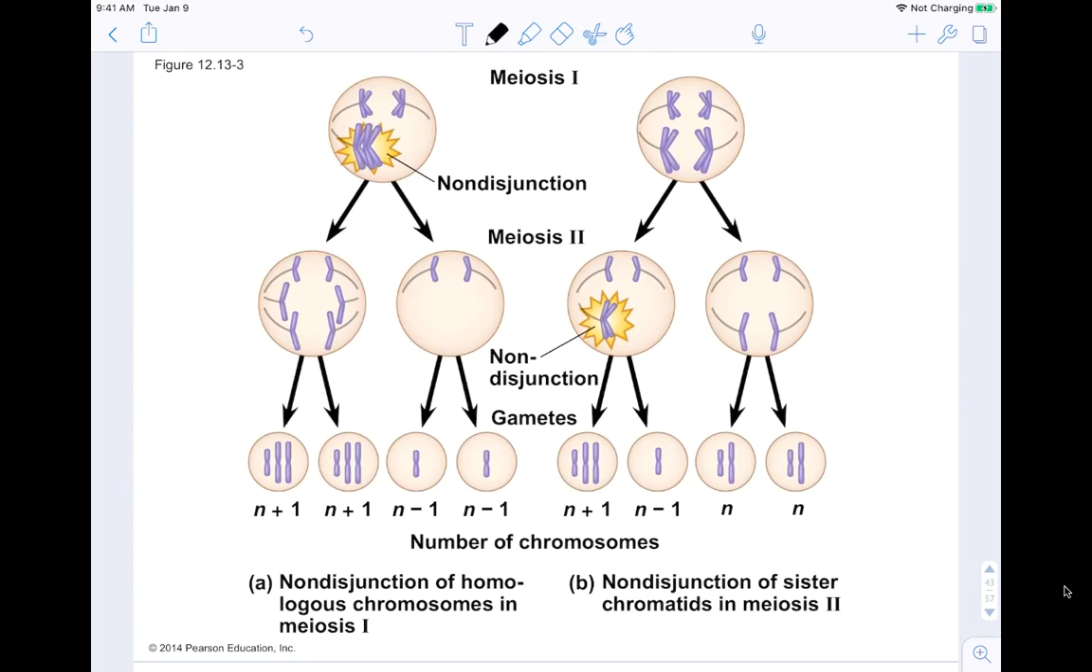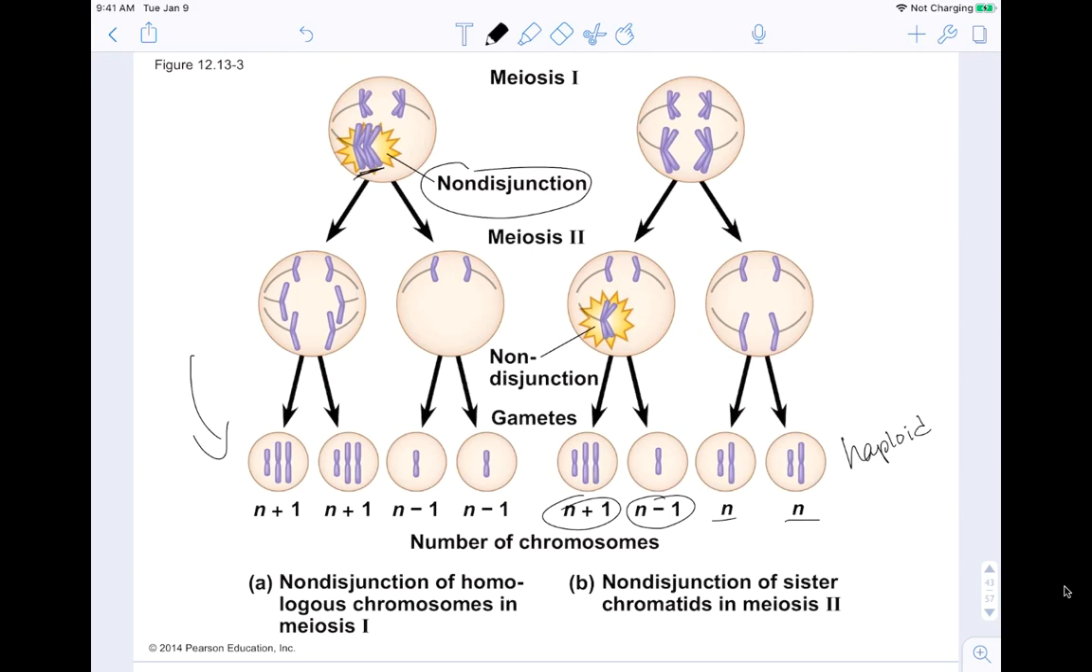So here's what that looks like, non-disjunction. It's a failure of the chromosomes to separate, which you can see down at the bottom, and that's kind of a huge deal. You should have our N number in our haploid cells. Remember, these are haploid because we're in meiosis here. You should have N chromosomes. N minus 1 means that we're missing one, and N plus 1 means that we have one too many chromosomes.